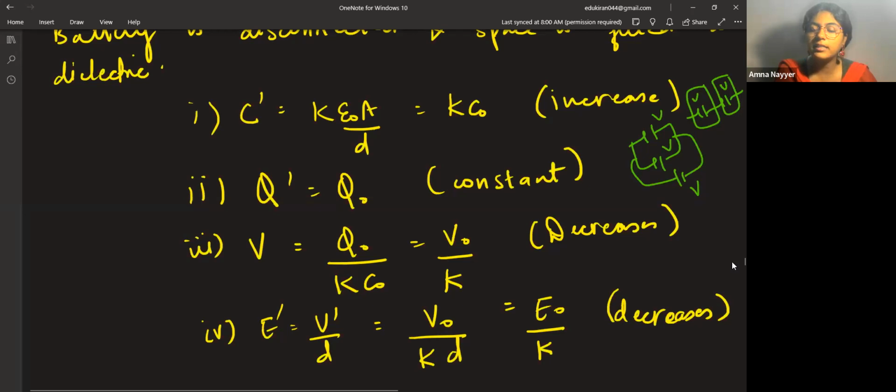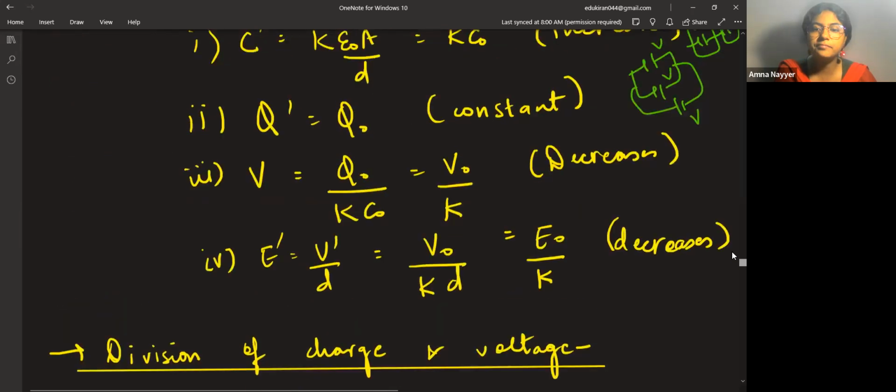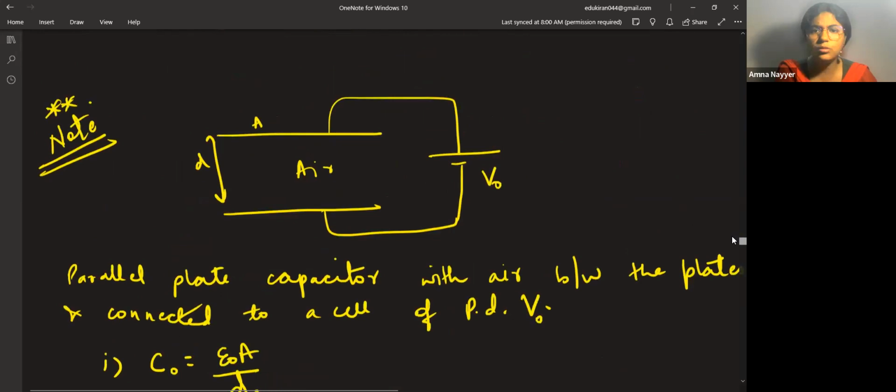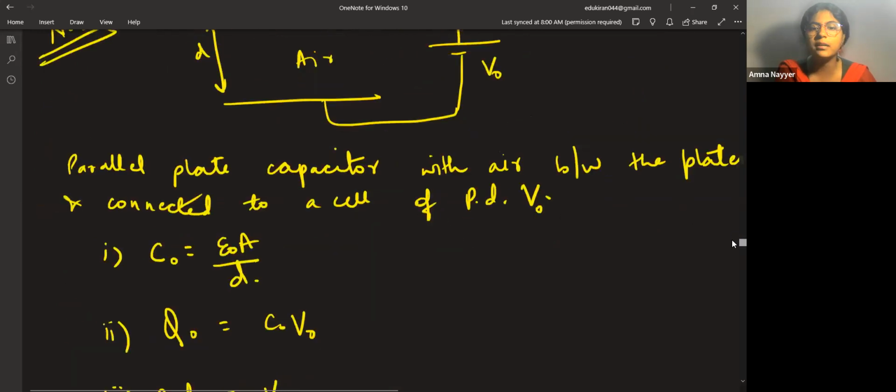All right. This I'll tell later. First note it down. Note down this part. Parallel plate capacitors.